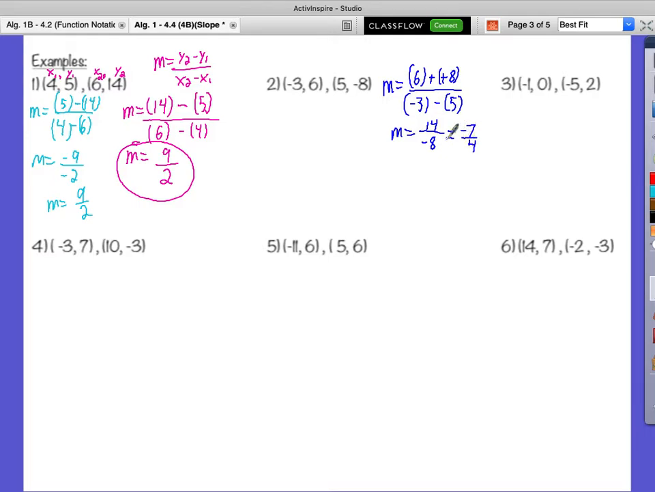Does it matter that I move the negative from the bottom to the top? No, the negative can be anywhere on that fraction. It can be top, bottom, out in front, but that's our slope. Okay? So sometimes it's easier to create that double negative. Sometimes we might think, oh, maybe we just want a bigger negative number, and sometimes it might not matter.